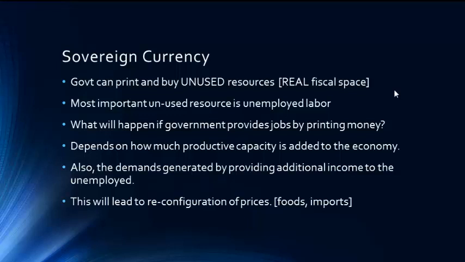So what happens when the government provides jobs? That depends on how much productive capacity is added to the economy. So what is produced by these people who you give jobs to, and then also what is the demand that is created by providing this additional income. But this will lead to a reconfiguration in the prices. And one important thing is that foods would be impacted and imports might be impacted.